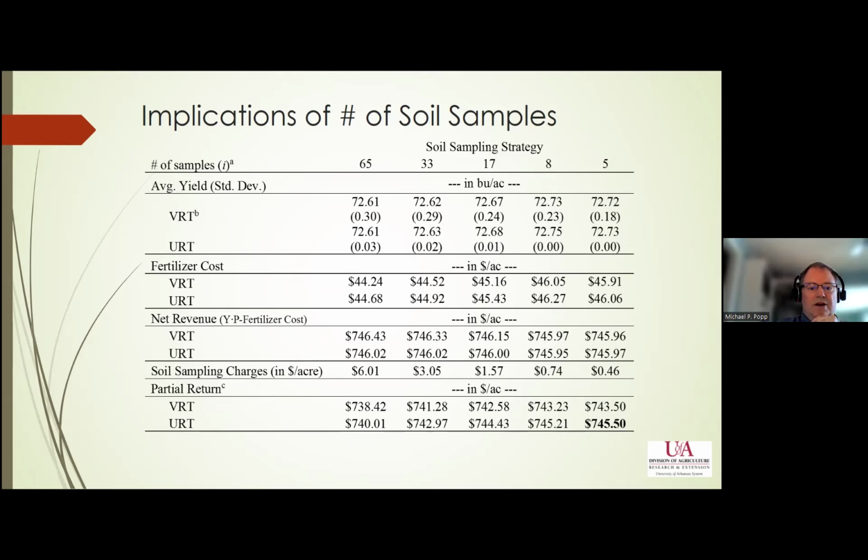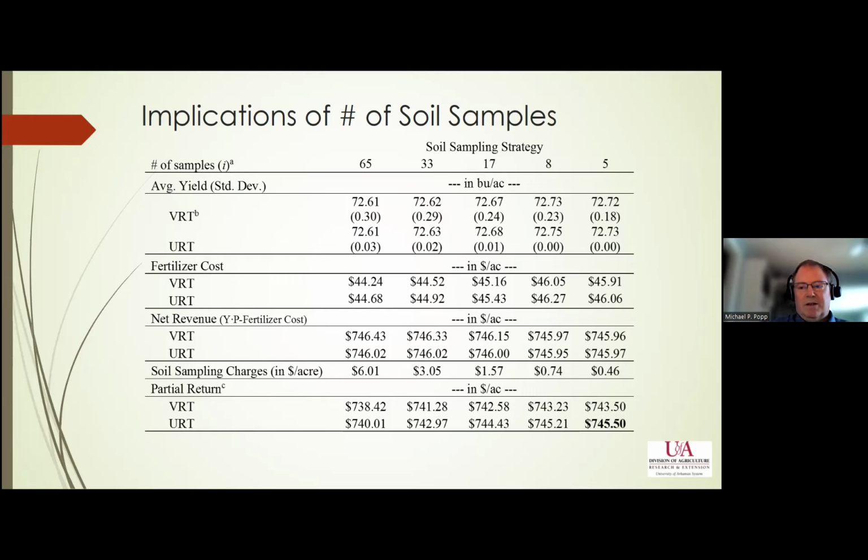But is there enough there to justify the added cost of soil sampling as you go from 5 soil samples to 65 soil samples? And when you look at those numbers, I think you will see that when you take this number and subtract $6, and then I also assumed a $2 per acre upcharge for VRT application compared to URT application, that URT wins and offers the best solution with just 5 soil samples for the 65-acre field.